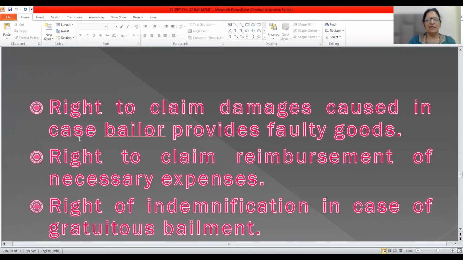Right to claim damages caused in the case the bailor provides faulty goods. So friends, if the bailor has provided defective goods to the bailee, and due to the defective goods the bailee has suffered an amount of loss, then it is the right of the bailee that he must be indemnified by the bailor. Right to claim reimbursement of necessary expenses.